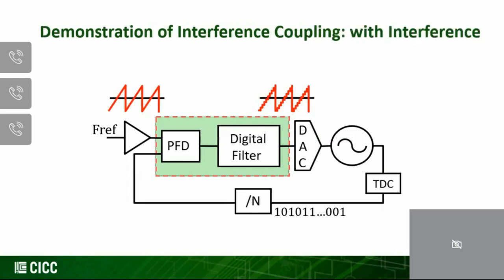Next, we are going to inject the interference to the PLL. In this case, just for illustration purpose, we intentionally inject a sawtooth pattern at the input of the PLL, which is coming from the reference clock path. Because we have this TDC, what we're going to see at the output of the digital filter is actually a quantized version of this sawtooth pattern.